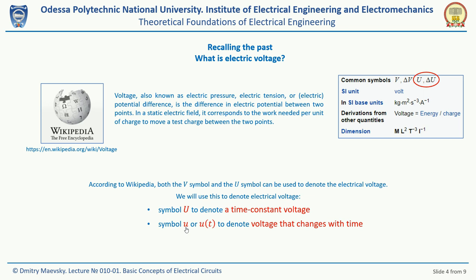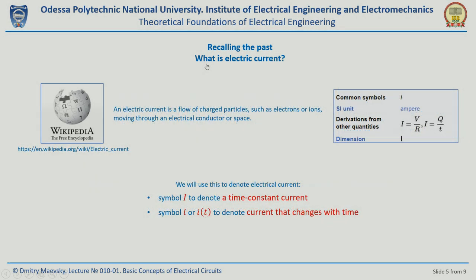The unit of measurement of voltage is the volt. 1 volt is equal to the electrical potential difference that arises in an electrical circuit with a constant current of 1 ampere with a power of 1 watt. Well, what is electric current? Now we will talk about it. You already have an understanding of electric current.